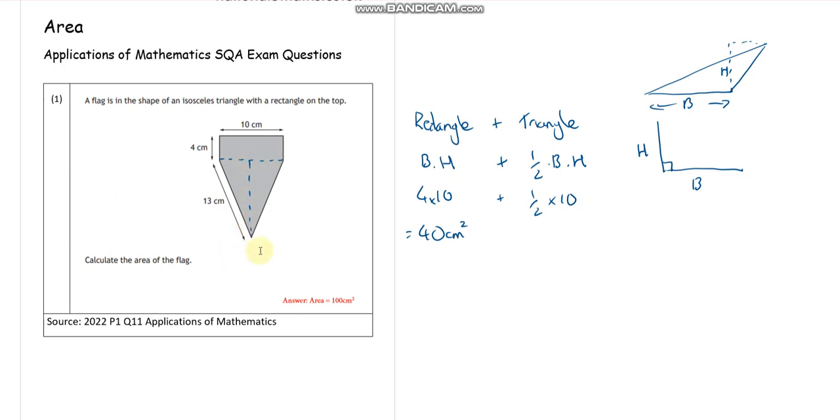We're not given that height though. And this is a favourite part of this topic where they make you use, what do they make you use? Pythagoras to calculate that. So just on the side here, I'm going to do a bit of Pythagoras. So I've got my right angle triangle. The base of this triangle is going to be half of the 10, so that'll be 5. The height we're trying to find, I'll call it x, and the hypotenuse is 13.